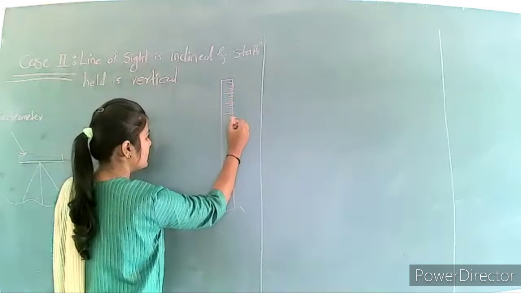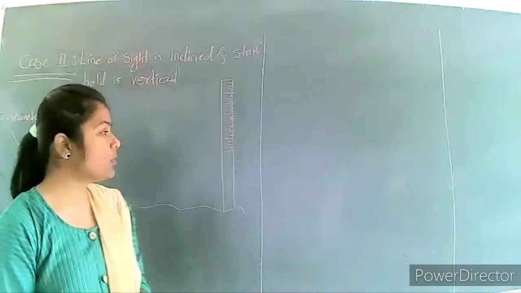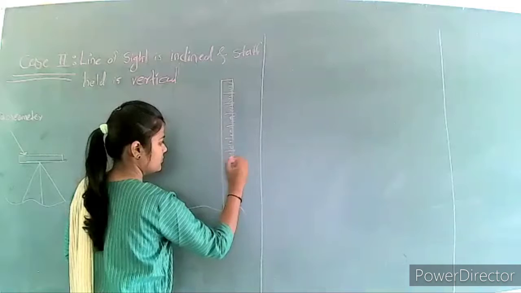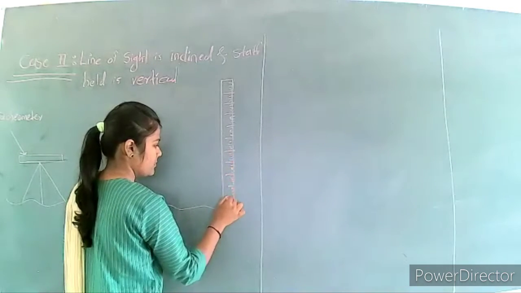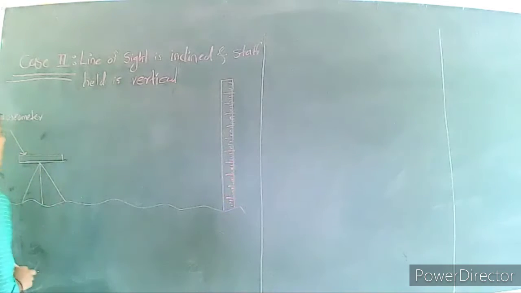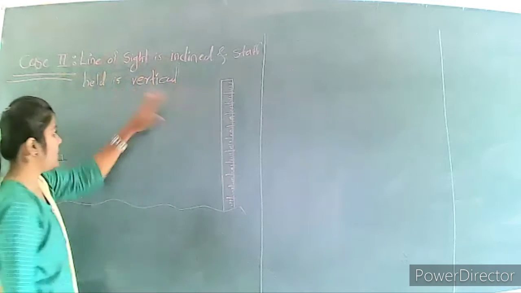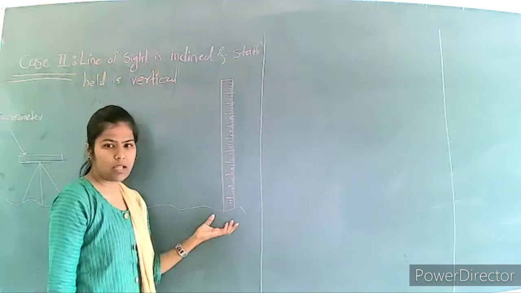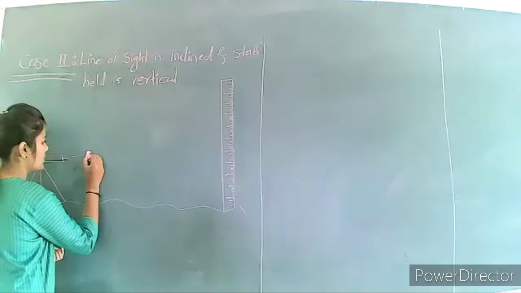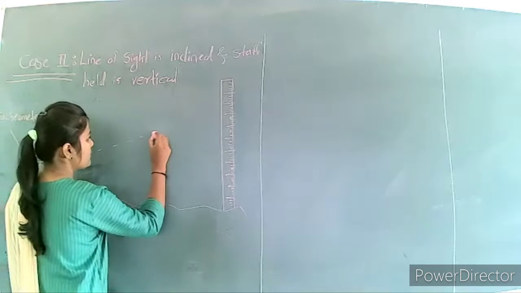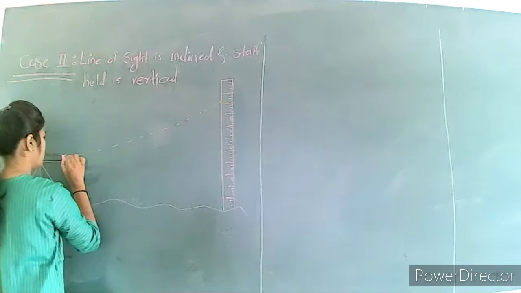As we know, the staff has alternate color bands, and the least count of the staff is 5 mm. Then, our statement states that the line of sight is inclined and the staff is vertical. Means here the staff we place and it is vertical. Then line of sight is inclined means the direction in which we see or bisect the object is inclined.